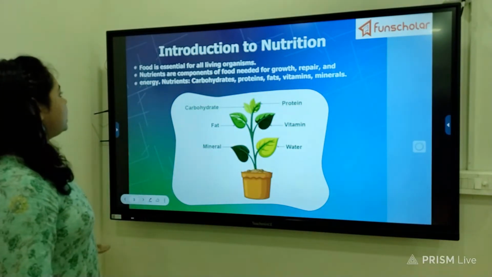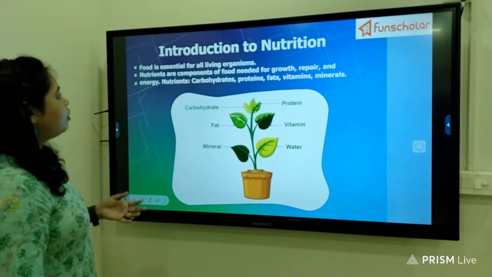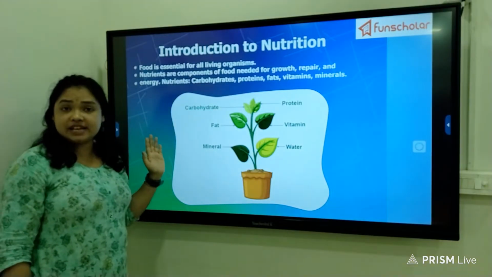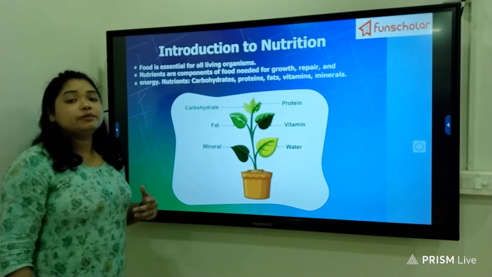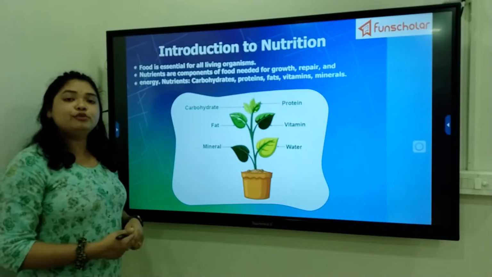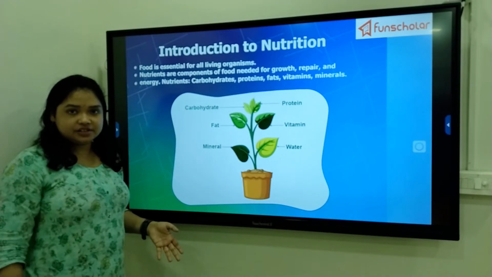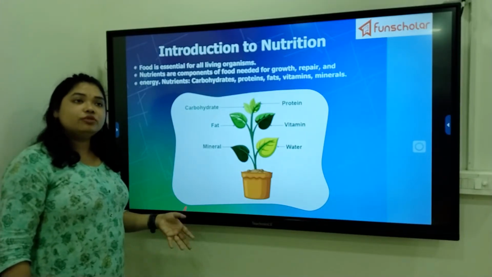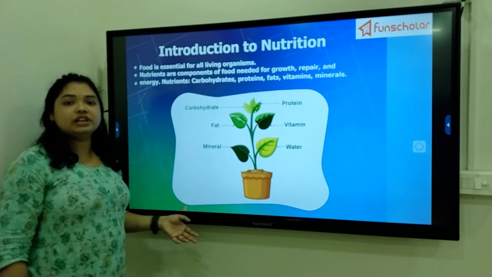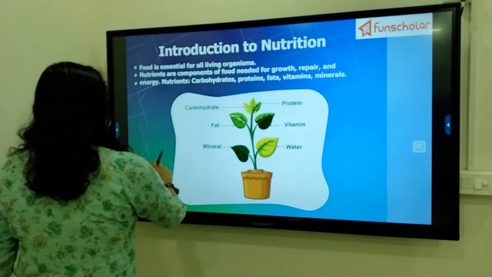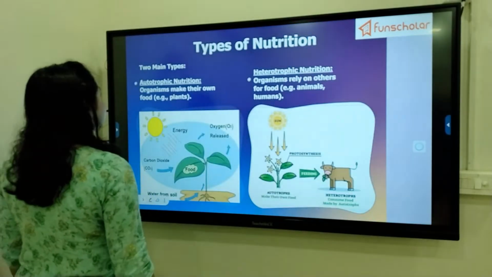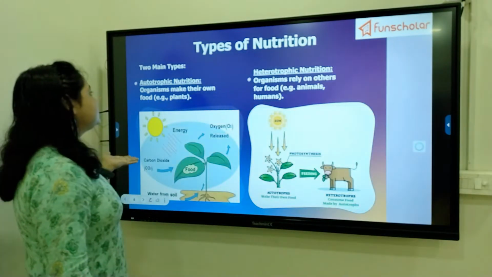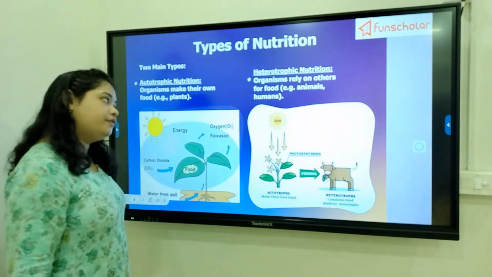So, now we know that food is essential for all living organisms, but how do they take it? This food is not the same for all living organisms. Particularly in the case of plants, their food is the abiotic factors, like carbon dioxide and water, and with the help of these abiotic factors only they prepare their own food. So we have already learned about the autotrophic and heterotrophic modes of nutrition.